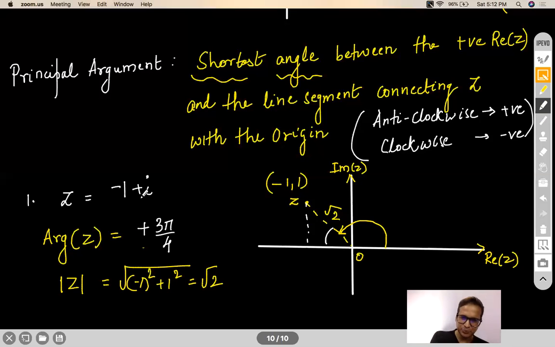Make sense? Now another question comes to me: sir, do we have to write it in radians? Degree mein nahi chalega kya? See, I would suggest you write it in radians, because later on we will be using this in the Euler notation, and in Euler notation only radians will work, not degrees. So write it in radians only. I'm sure you are all comfortable with radians. Is this fine? Let me take a few more examples.